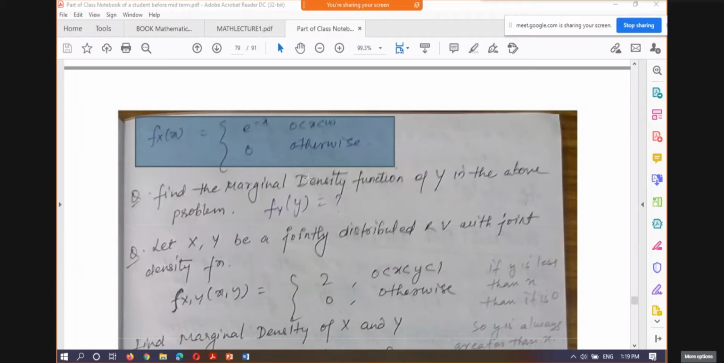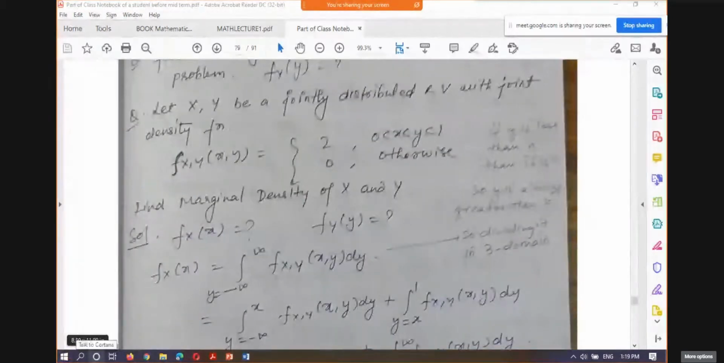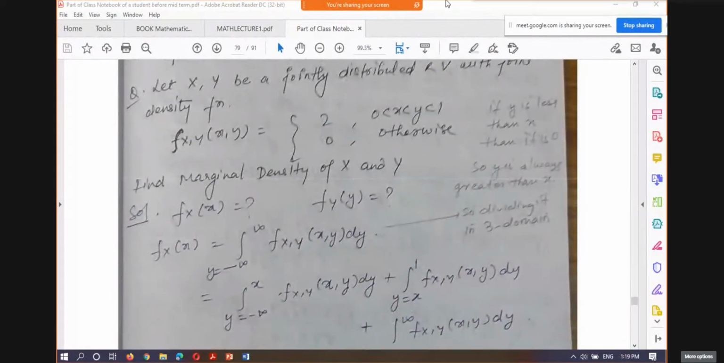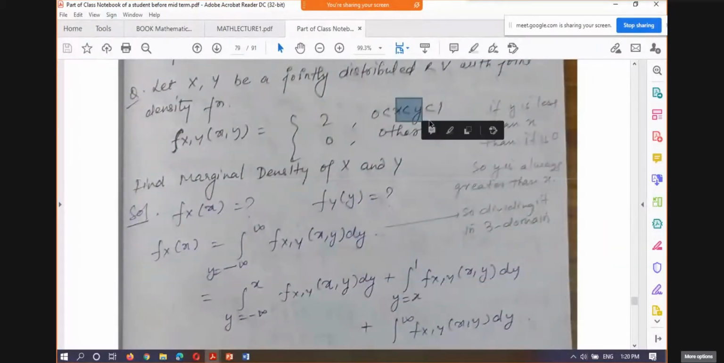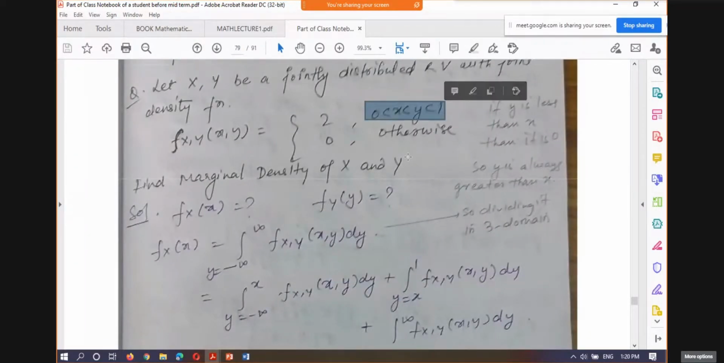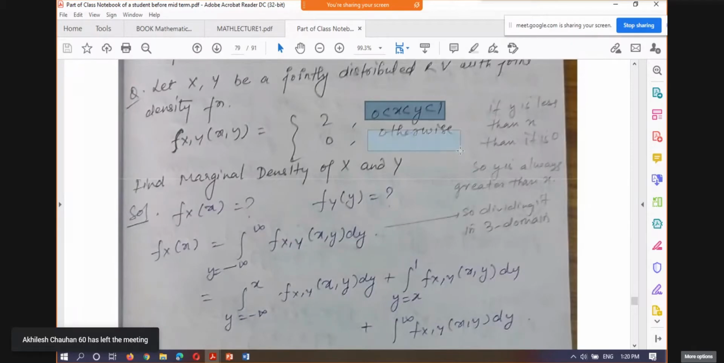There is another problem: x and y are jointly distributed random variables with a joint density function given by this. Here you can see the definition of the joint density function of the two random variables x and y is given like this: 2 when x is greater than 0, x should be less than y also, and y is finally less than 1. If these conditions are true, then it has the value 2, and otherwise it has zero value.